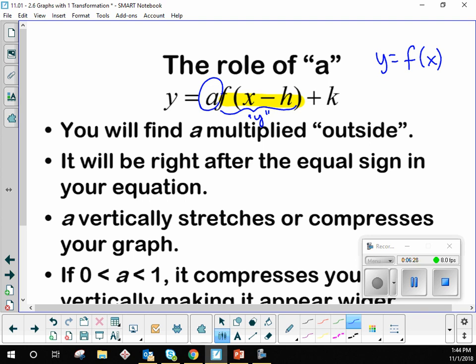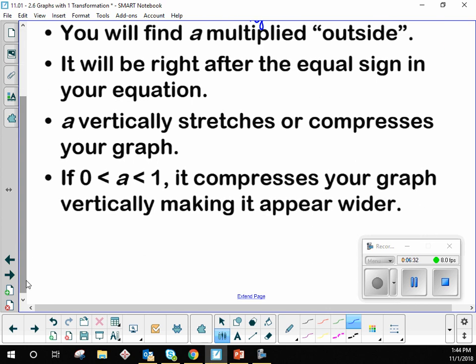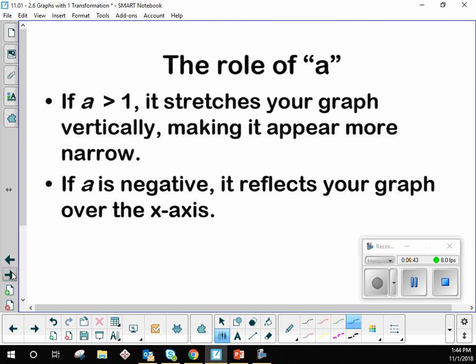And the visual outcome of that is it will make your graph appear wider and squatter, like shorter. Short and wide, okay, if a is between 0 and 1. But if a is greater than 1, it stretches your graph vertically, because you're taking each of your y values. Let's say you had a y value of 1 right here, you multiply it by 4, now that point is way up here, so it stretches your graph.